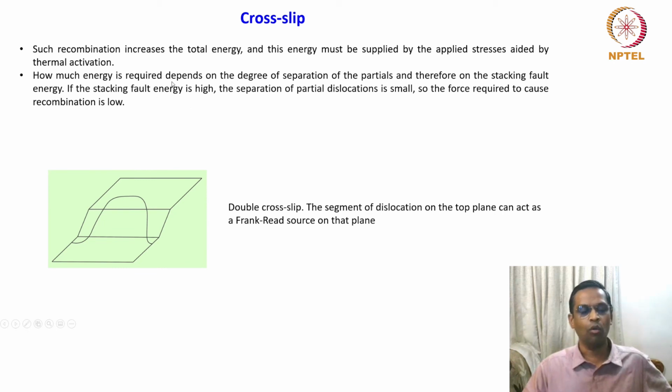How much energy is required depends on the degree of separation of the partials, and therefore on the stacking fault energy. This also we have seen. The separation between the partials decides the amount of stacking fault energy. If the stacking fault energy is high, the separation of the partial dislocation is small. So the force required to cause recombination is low.